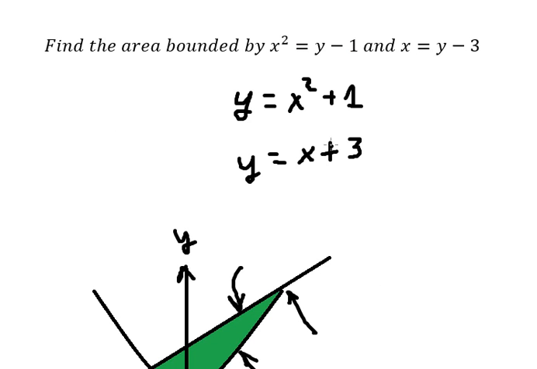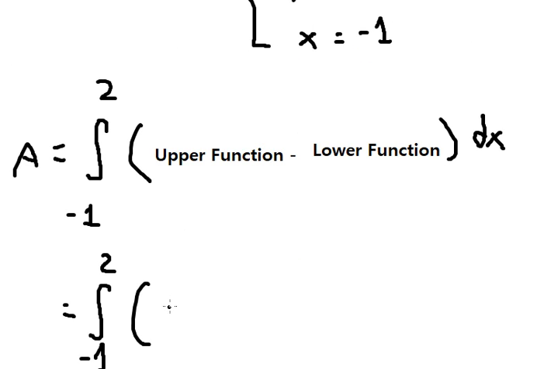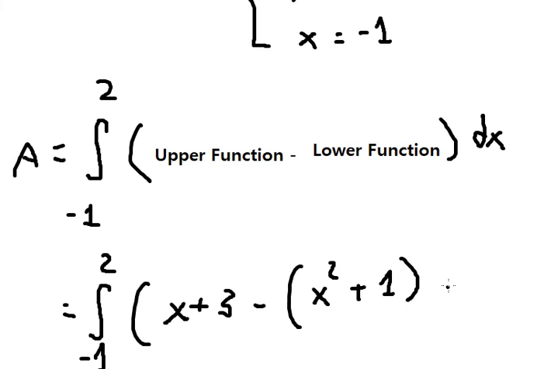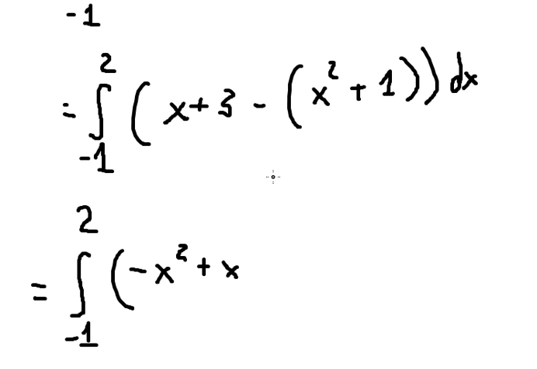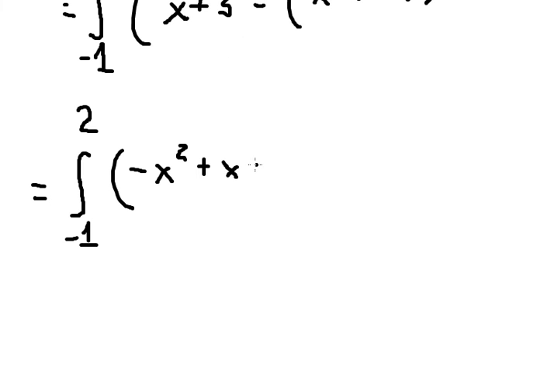Upper function, we have y equals x plus 3, minus lower function, that is x squared plus 1. So we simplify and we have negative x squared plus x plus 3 minus 1, we have 2.